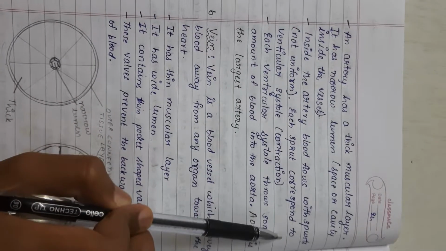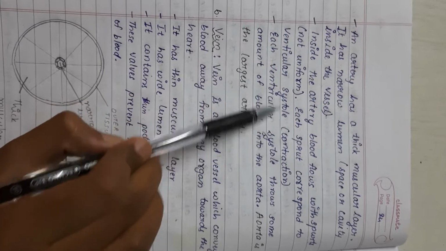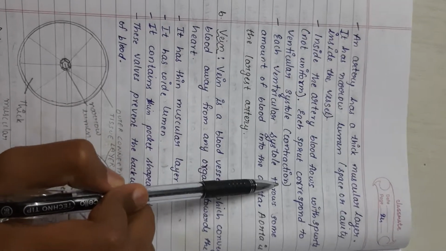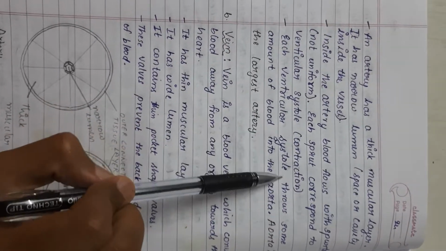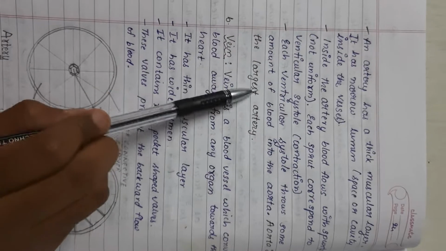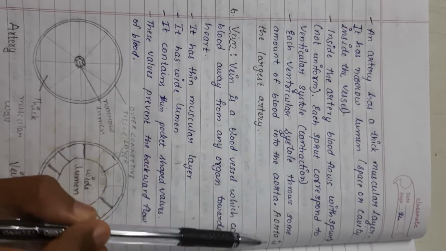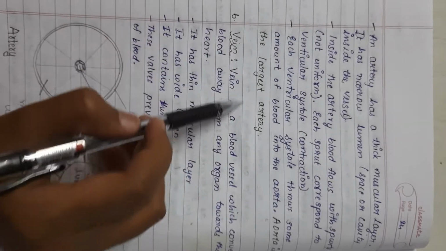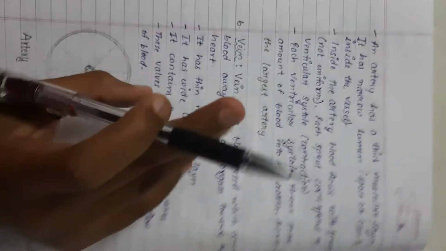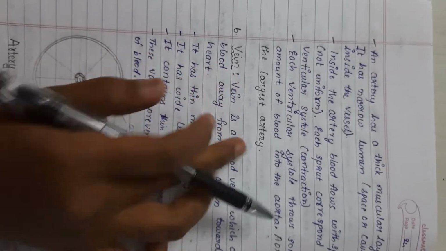Each spurt corresponds to ventricular systole, contraction. Each ventricular systole throws some amount of blood into the aorta. Aorta is the largest artery. So, what is aorta? Aorta is the largest artery in our whole body.